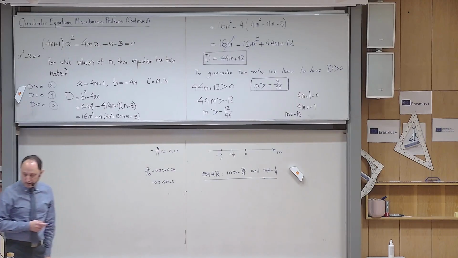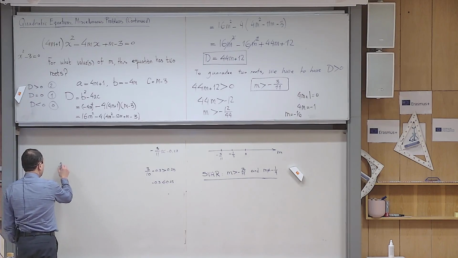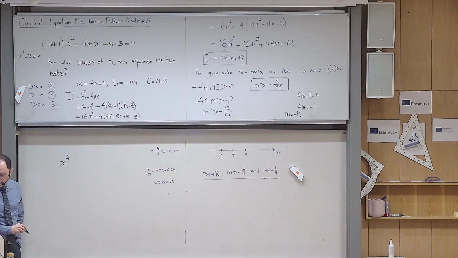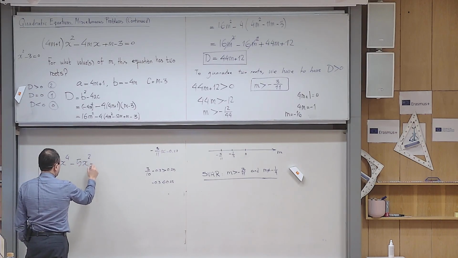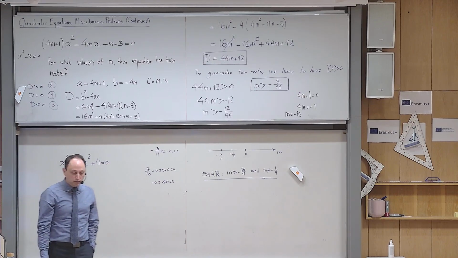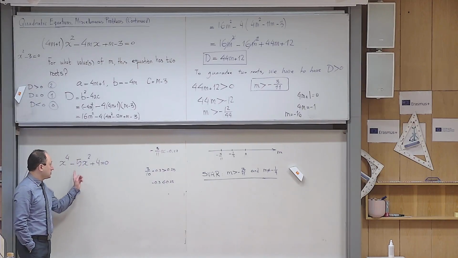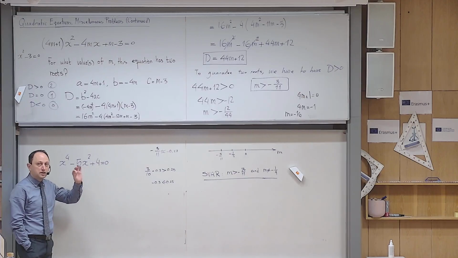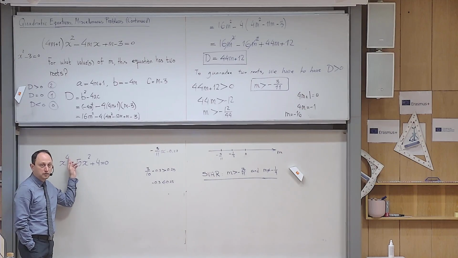Okay, my question is this. I want you to solve this equation for me. x to the power of 4 minus 5x squared plus 4 equals 0. I want to give you time to think. This is not a standard problem because this is not a quadratic equation. The quadratic equation has the highest power 2. But here I have the highest power 4.